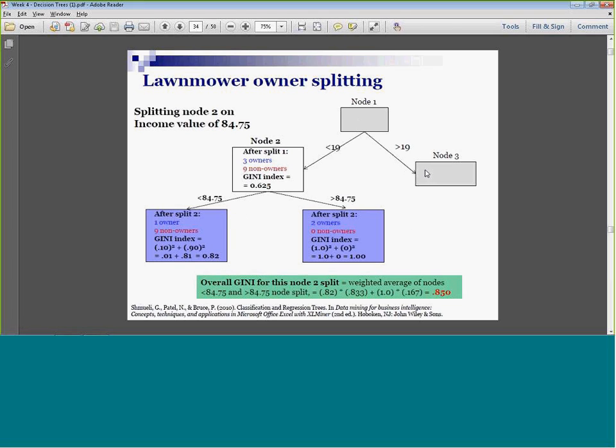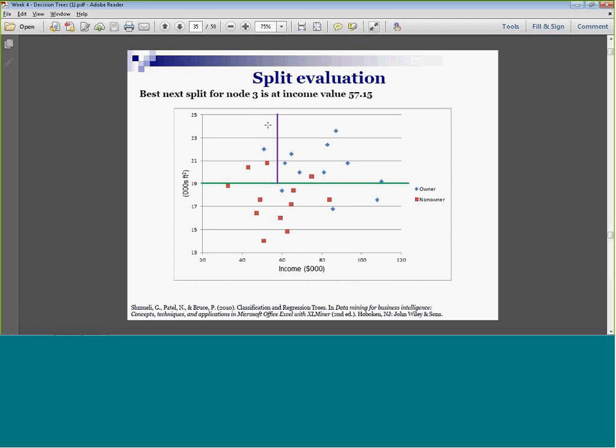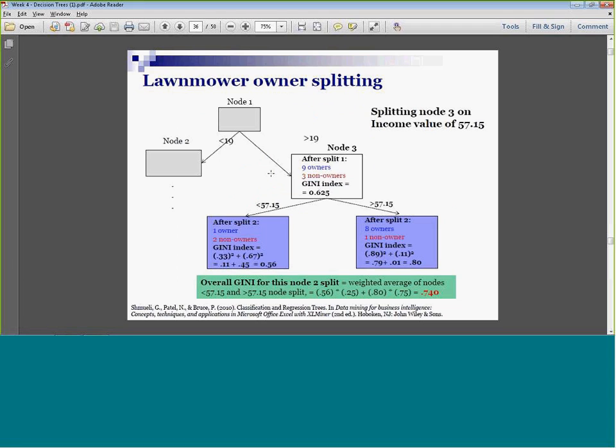Now let's do the same thing going the other way, where the people who have more than 19,000 square feet. The best split for them was also on income, and it turns out it's at 57.15. Same kinds of calculations. Going through these, even if they're trivial, helps cement the concept, I think. I didn't do all the calculations. Remember, there's dozens of calculations you'd have to do to check them all, but this is the best one.